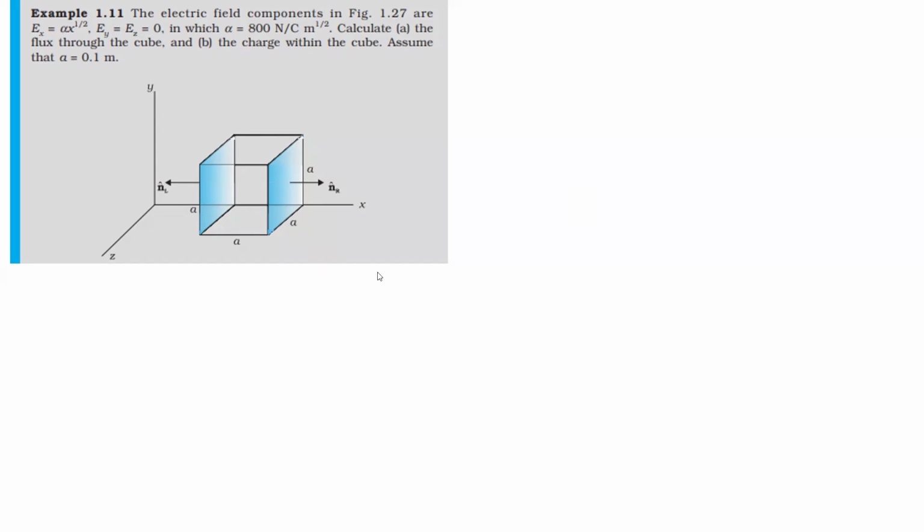First, we will understand the question. What are the given values? Ex is given as alpha x to the power half, and the electric field along the y-axis equals that along the z-axis, which is equal to 0. That is, the electric field lies only along the positive x-axis. The alpha value is given, and the side of the cube is given.